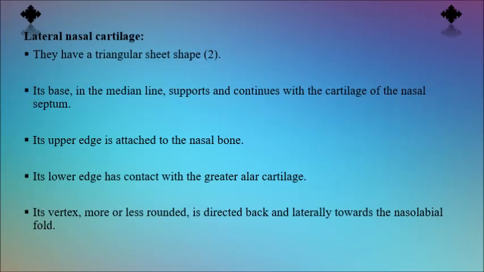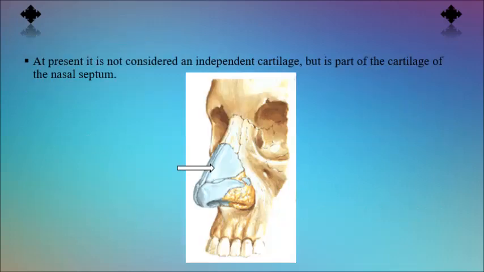We continue with the lateral nasal cartilage, found in number of two in the form of a triangular lamina. Its base, in the median line, is supported by and continuous with the cartilage of the nasal septum. Its upper edge is attached to the nasal bone, its lower edge to the corresponding major alar cartilage. Its vertex, more or less rounded, is directed backwards and sideways towards the nasolabial groove. Nowadays some authors do not consider them an independent cartilage, but the continuation of the cartilage of the nasal septum. The arrow points to the lateral nasal cartilage.